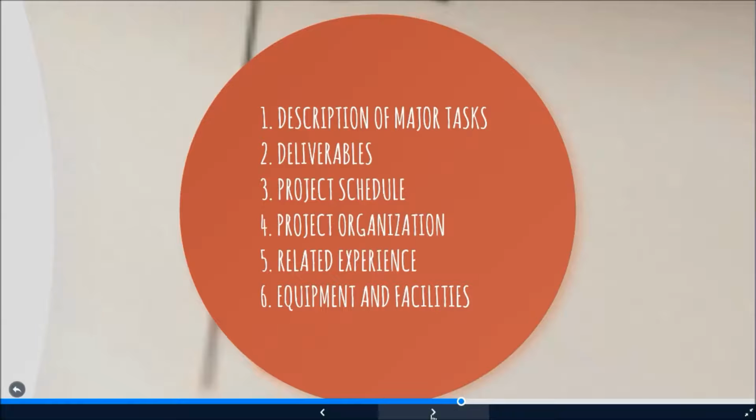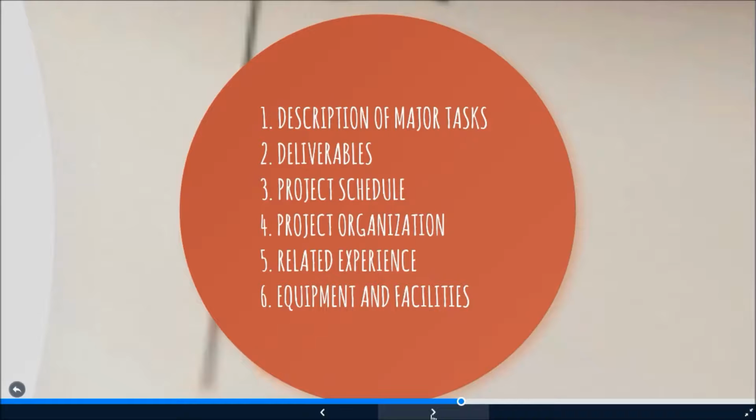Fifth, related experience. To help convince the customer that the contractor can do the project, the contractor should provide a list of similar projects it has completed. The contractor also should briefly describe each past project and explain how the experience from that project will be helpful in successfully performing the proposed project.